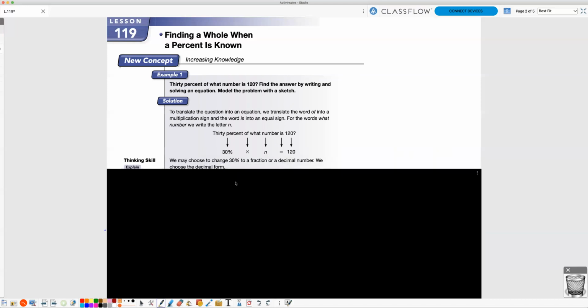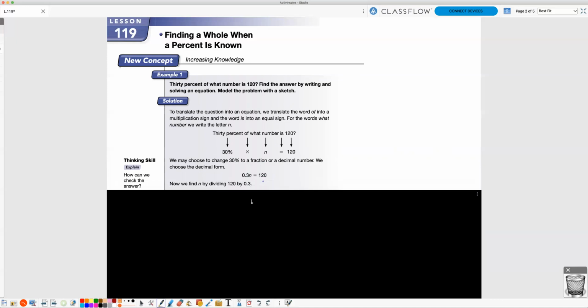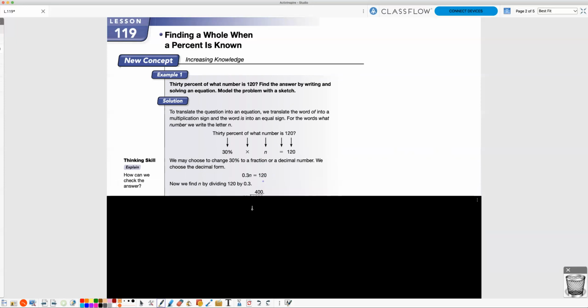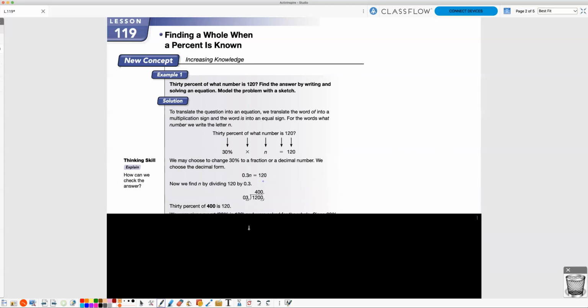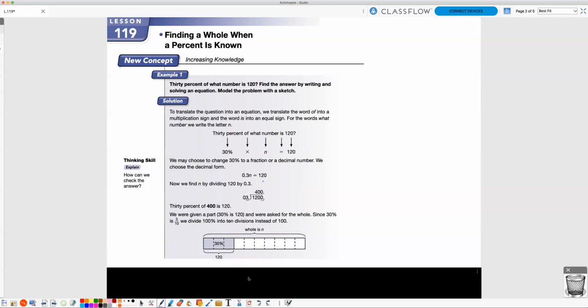We may choose to change 30% to a fraction or a decimal number. We choose the decimal form. So in this case, 30% is also 3/10 times n equals 120. Now we find n by dividing 120 by 3/10, or 30%, which is 400. So 30% of 400 is 120.